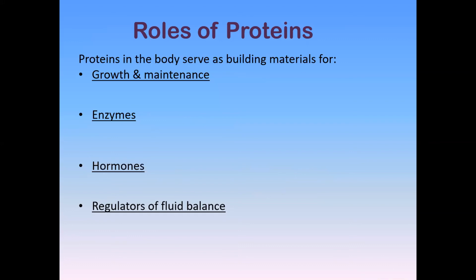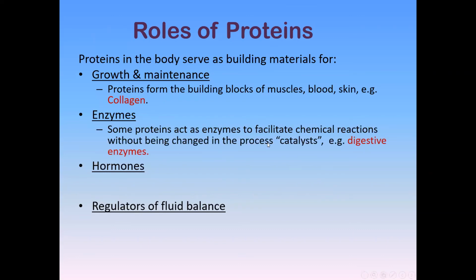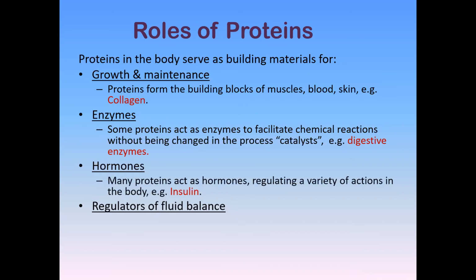Now, the roles of proteins. Proteins serve as building materials for a lot of products in our body. And lastly, they are used for energy. First of all, for growth and maintenance, I'll give you examples like collagen to build the muscles, blood, skin, etc. Enzymes also, we have all the digestive enzymes and other enzymes made of protein. They are made to facilitate chemical reactions without being changed in the process, like catalysts. Also hormones, many proteins act as hormones regulating a variety of actions such as insulin.